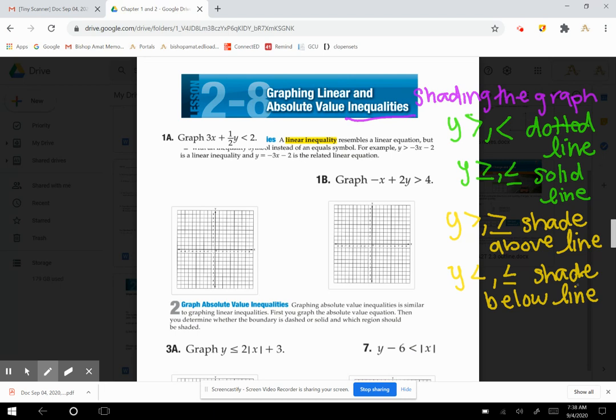Some equations we have are going to be absolute values, some will be lines. So it just kind of depends. That's why it says linear and absolute value equation. So let's start with 1a. Sorry that it's kind of up here. So I'm going to bring it down.